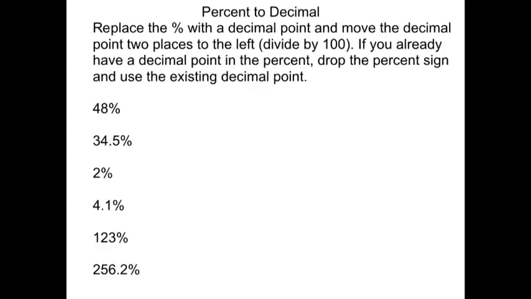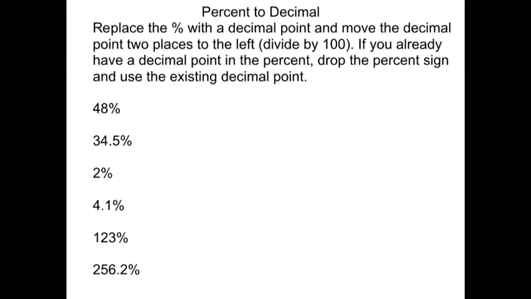So in this slide, you're going to see how to turn a percent to a decimal. We looked at how to turn a decimal to a percent. We practiced how to turn a decimal to a percent, and now we're working the other way. We're going from a percent to a decimal. The directions say, replace the percent sign with a decimal point and move the decimal point 2 places to the left, which is like dividing by 100. If you already have a decimal point in the percent, drop the percent sign and use the existing decimal point to move 2 places to the left.